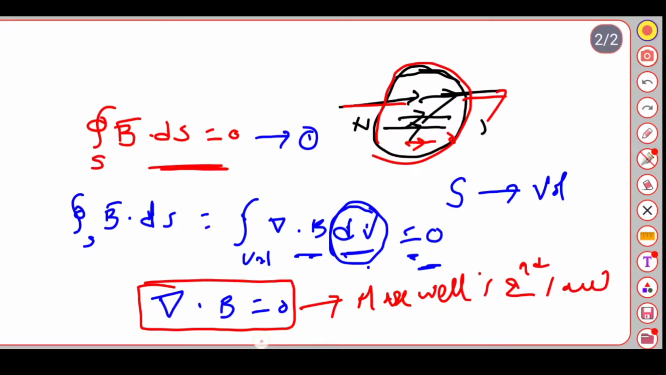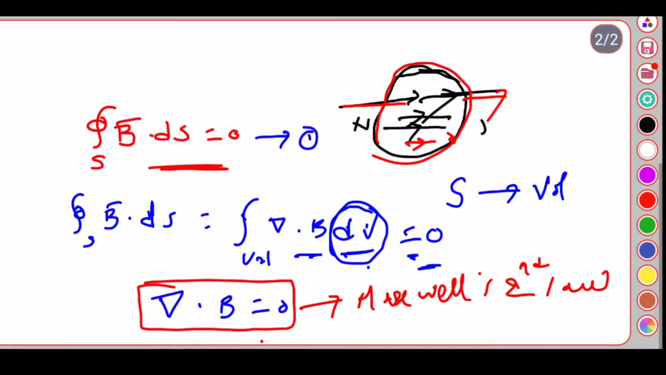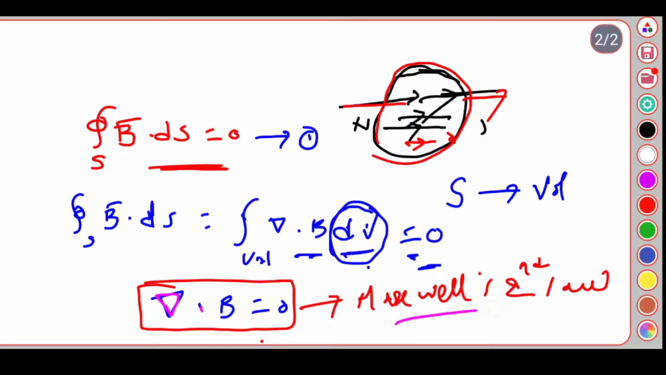Maxwell's second law states that the divergence of magnetic flux density is always 0. The divergence of magnetic flux density means del dot B is equal to 0, always. This is called Gauss law in differential form for magnetic fields. It is also Maxwell's second law. The earlier one is the Gauss law in integral form for magnetic fields.